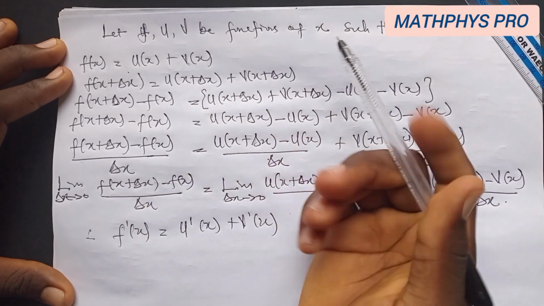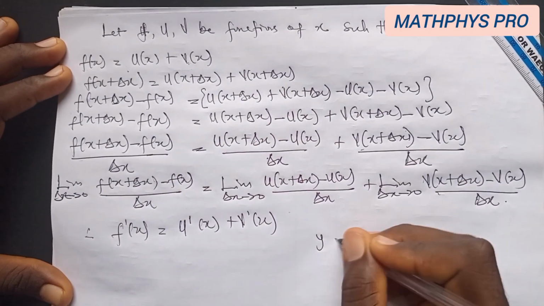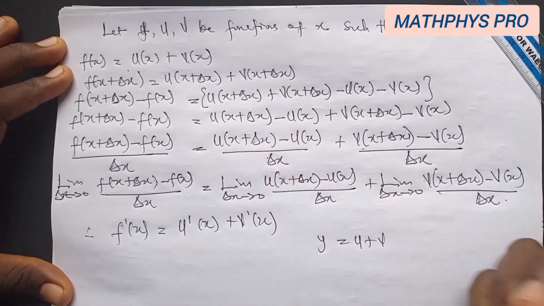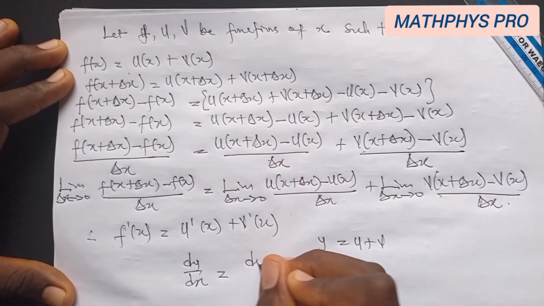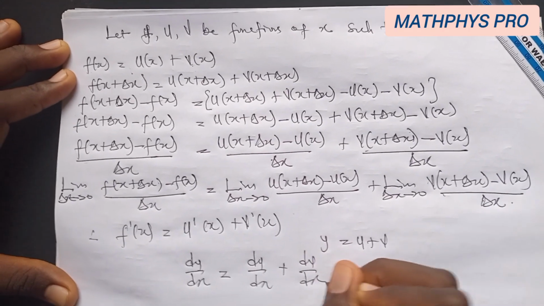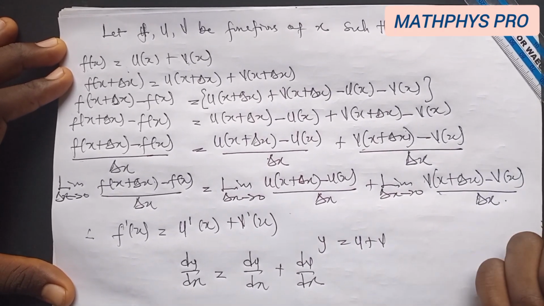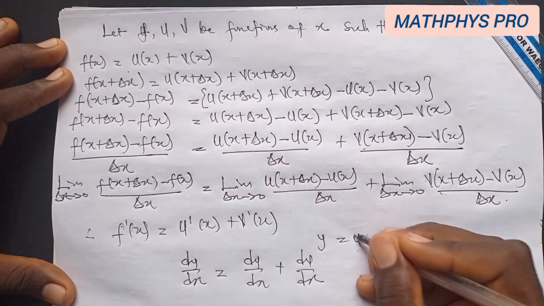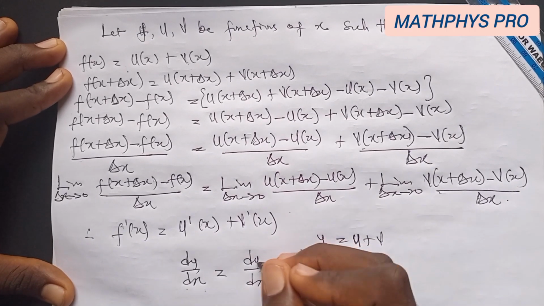So in other words, if y is equal to u plus v, where u and v are functions of x, then we can say that dy dx is equal to du dx plus dv dx. Hence, the derivative of a sum is the sum of the derivatives.